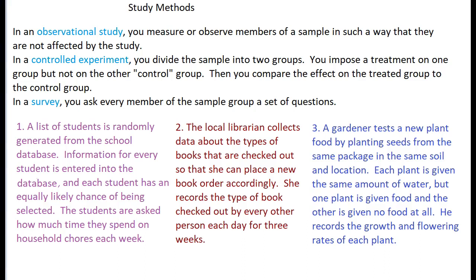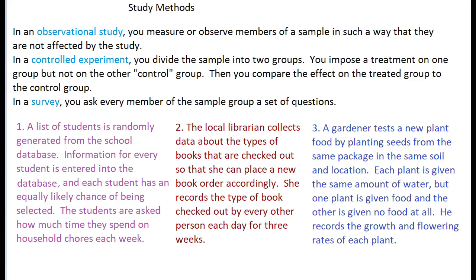In a controlled experiment, you divide the sample into two groups. You impose a treatment on one group, but not on the other control group. Then you compare the effect of the treated group to the control group. And last, in a survey, you ask every member of the sample group a set of questions.